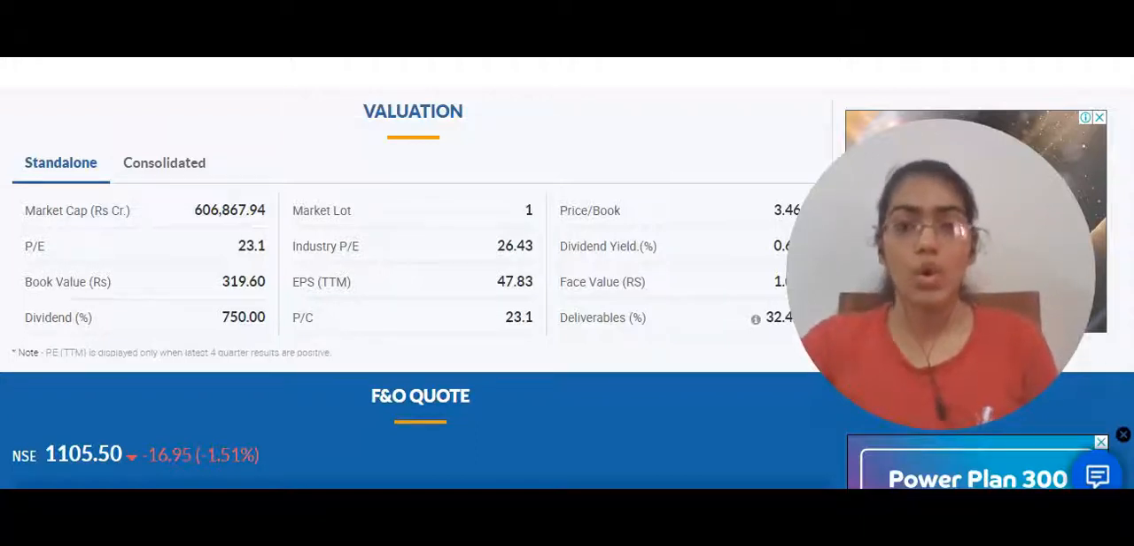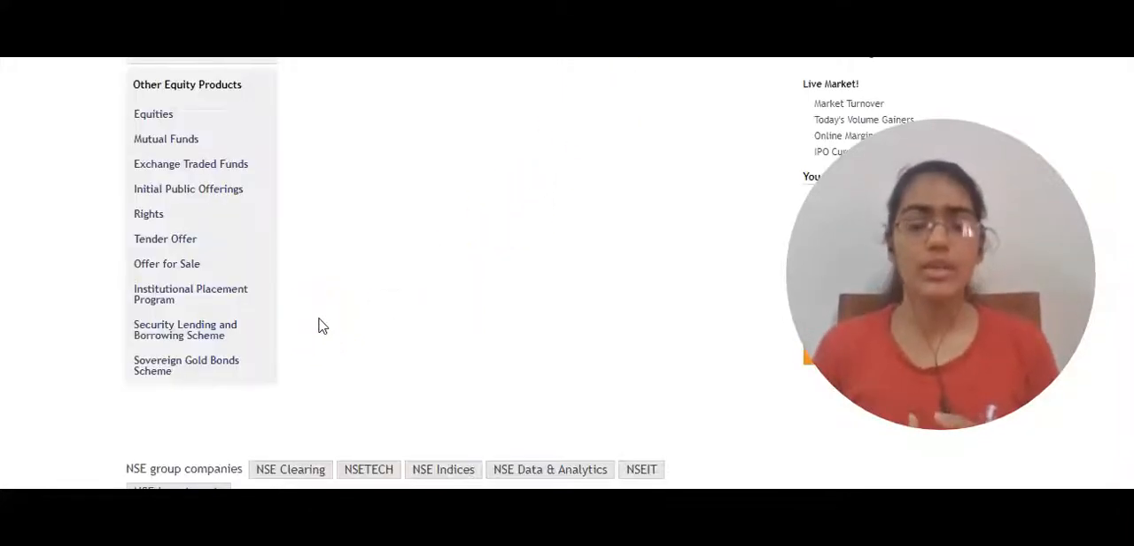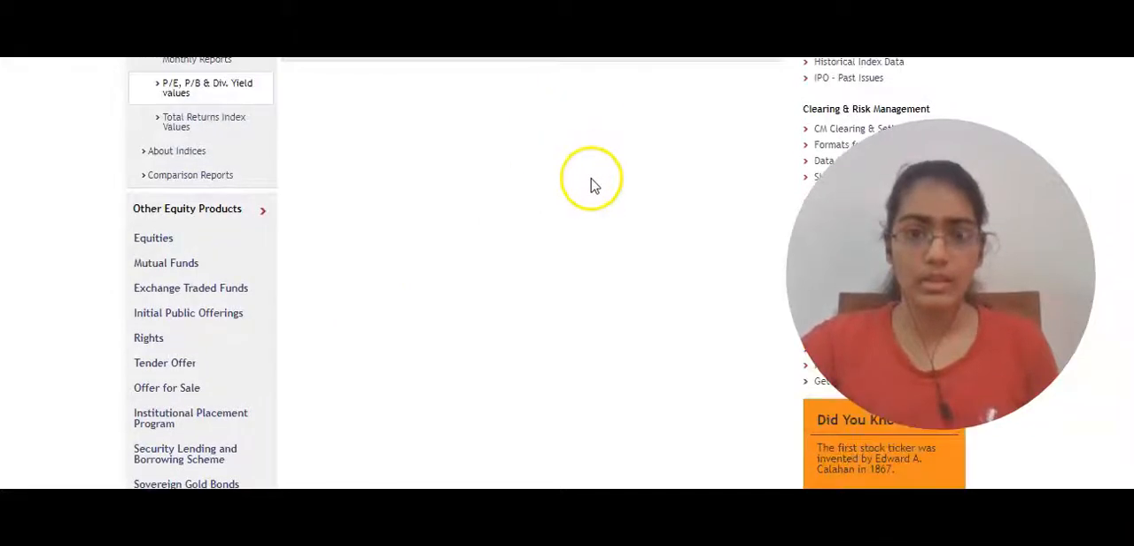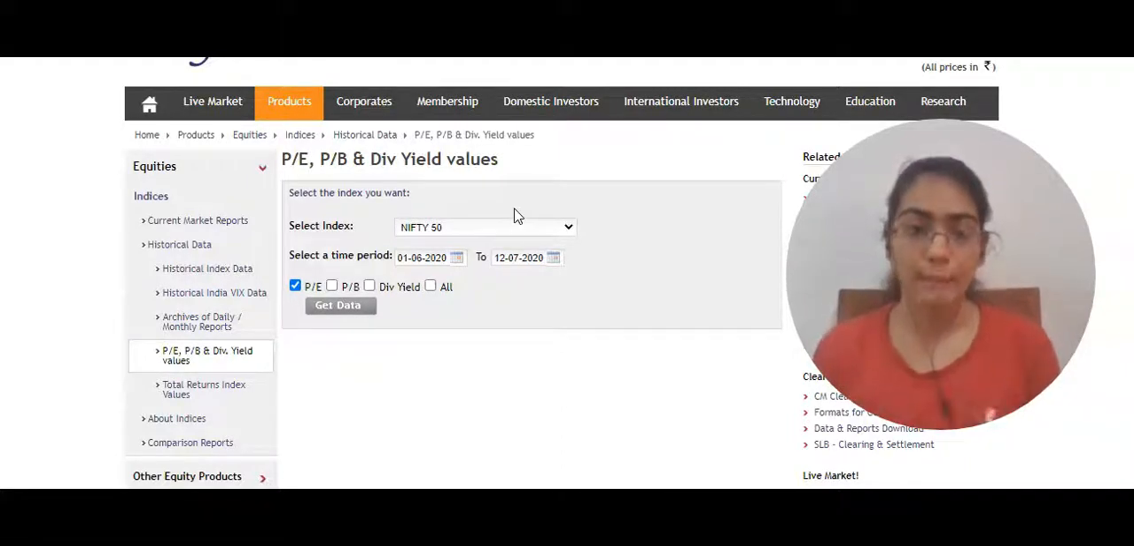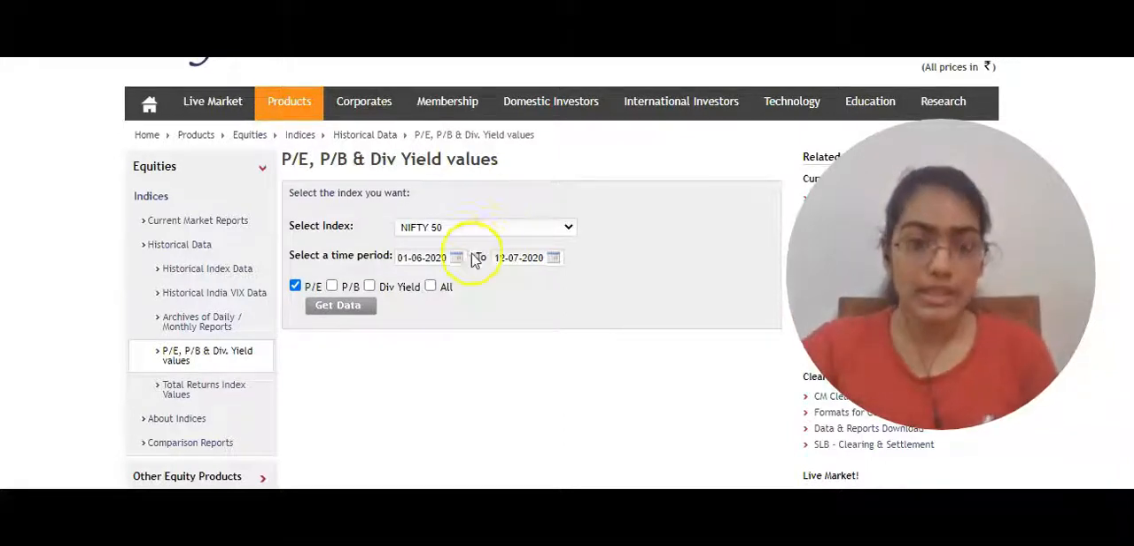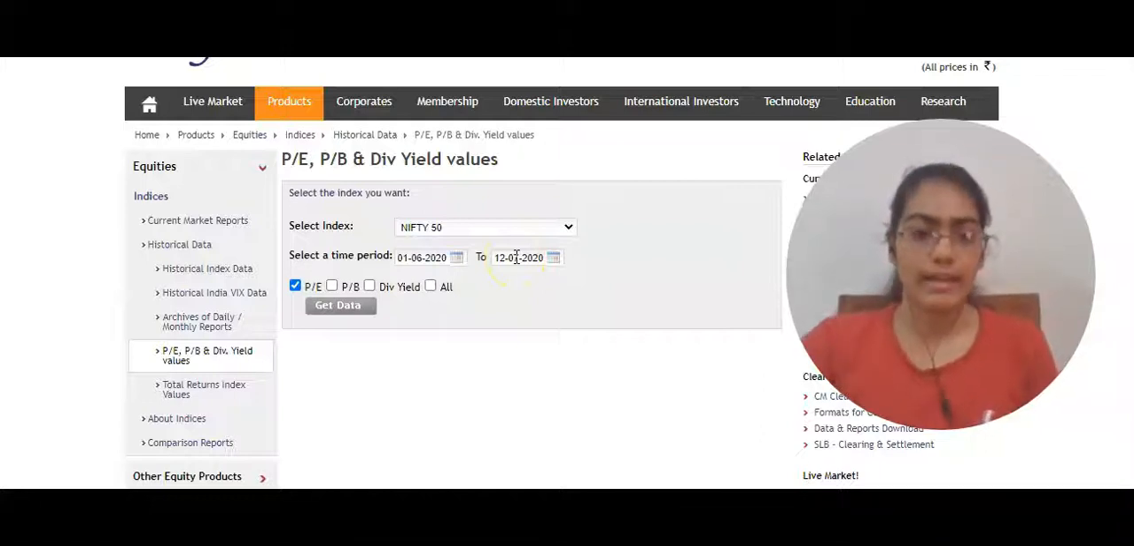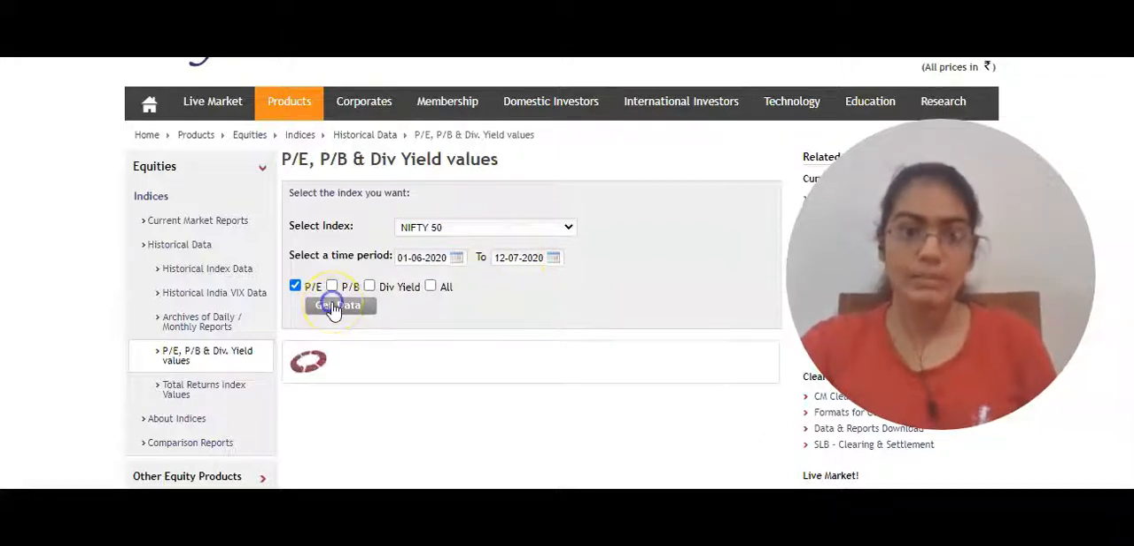So, let's go on to the NSE site. Now, on the NSE site, in the page here, you can just type NSE PE or PB ratio dividend, then you'll get this site. And as you can see on the screen, you can choose a date. I have chosen a very latest date, that is from the 1st of June till the 12th of July, right? And I have selected PE, and let me get the data.